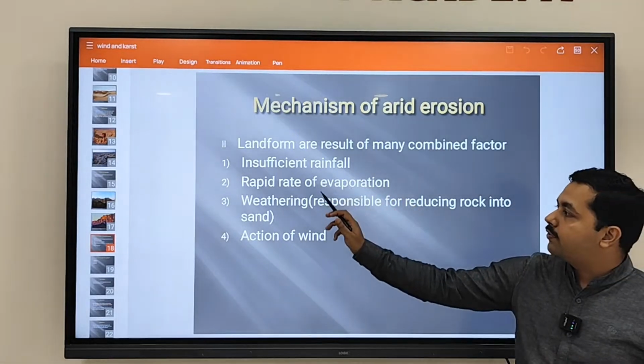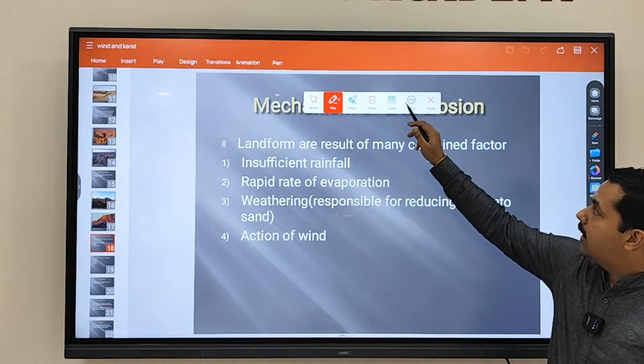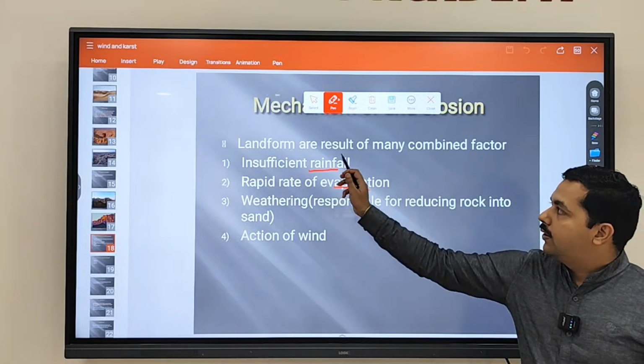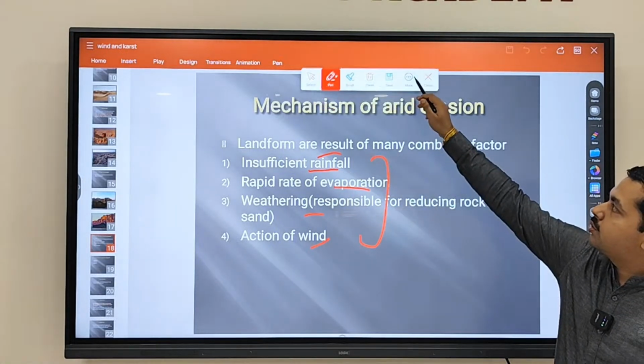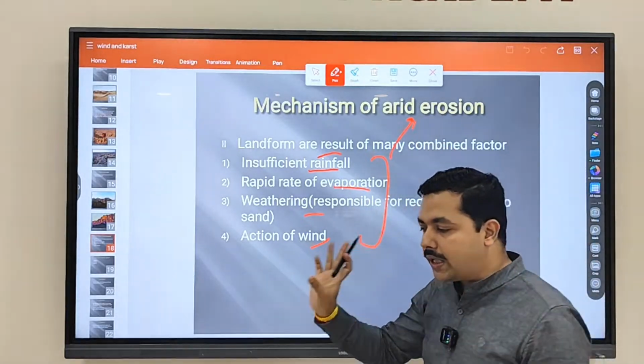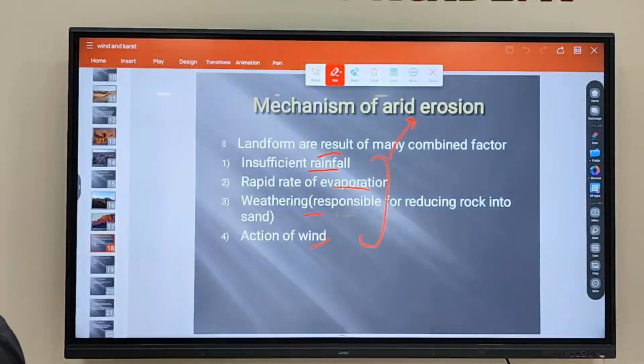So what is the reason behind arid erosion? It says insufficient rainfall, rapid rate of evaporation, weathering, and action of wind. These four together combine to form what we call arid, which means desert. Why does erosion happen? It is easier to erode soil which is not wet. Why? Because it does not have weight. When soils are not wet, they are less heavy, so the wind can carry them. If the soils are wet, they become more heavy and winds will not be able to carry them.